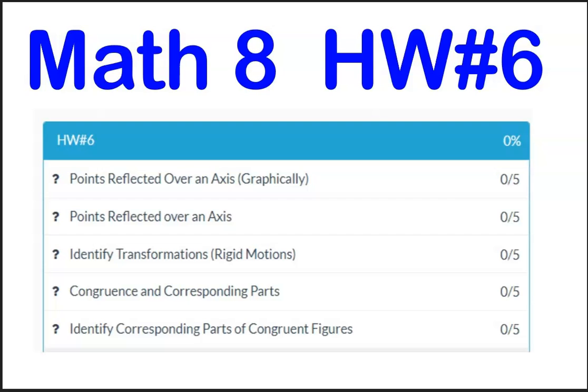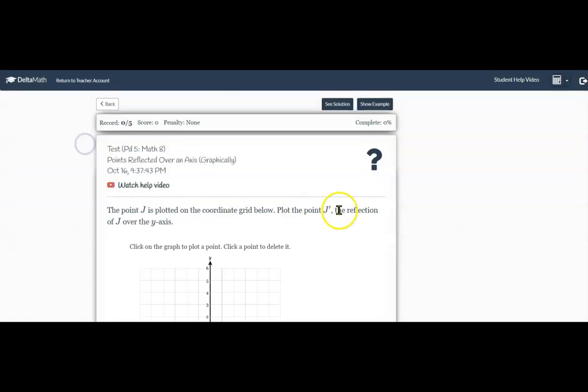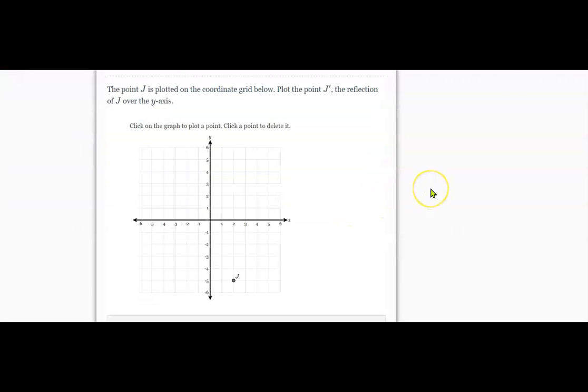This tutorial will help you to complete the questions on homework number 6. So these first 2 lessons should feel familiar. We've done them before. Let's check to make sure you remember what you're doing.